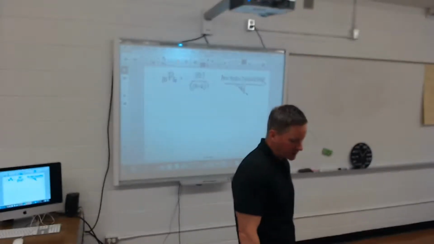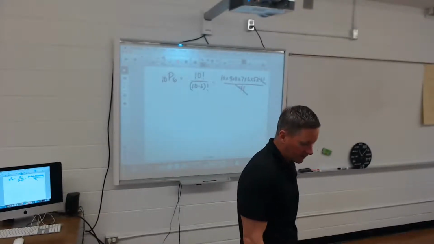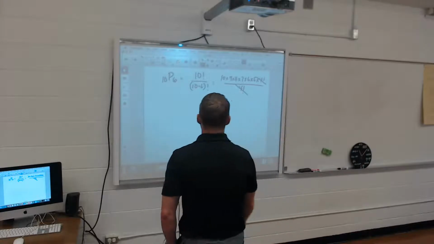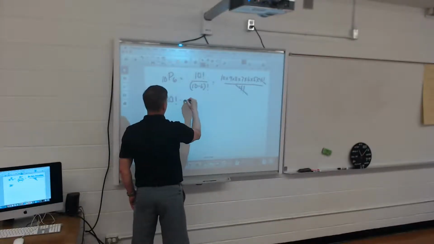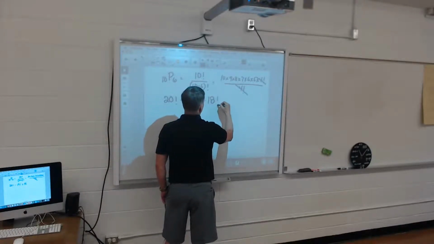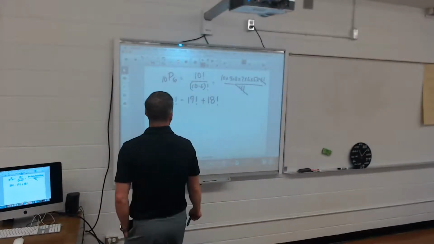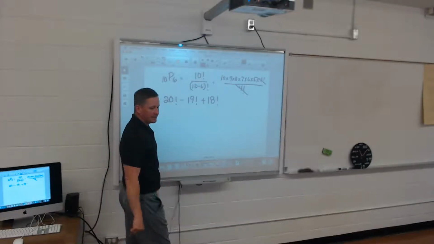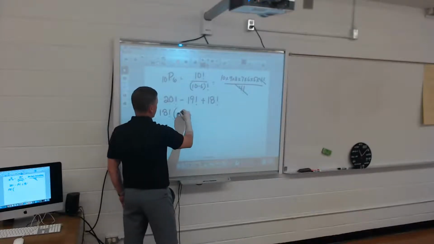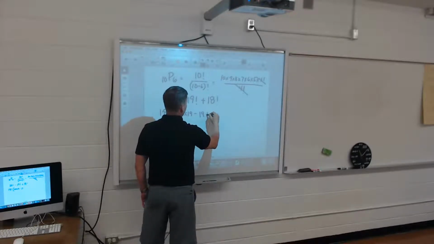Show that 20 factorial subtract 19 factorial add 18 factorial is equal to 362 times 18 factorial. All right. 20 factorial minus 19 factorial plus 18 factorial. Okay. So what I'm going to do is factor out an 18 factorial out of here. So this is going to look weird. So that leaves you at 20 times 19 minus 19 plus 1.